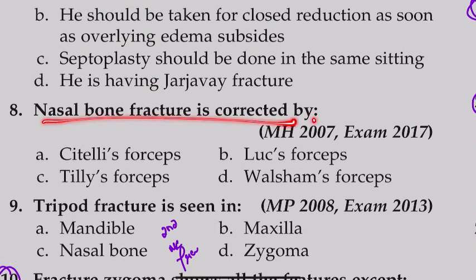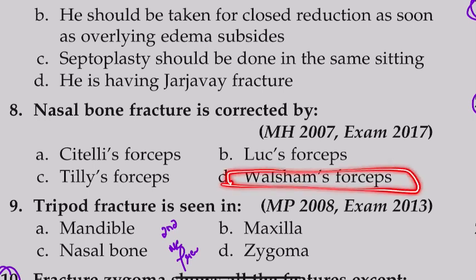There are two forceps: Walsham forceps and another is Asch forceps. Now talking about Luc forceps, it is used for septoplasty and Caldwell-Luc operation. Citelli forceps is used for punching out a hole in bone or other tissue. And Tilley's forceps is used for dressing in ear and doing anterior nasal packing in epistaxis.